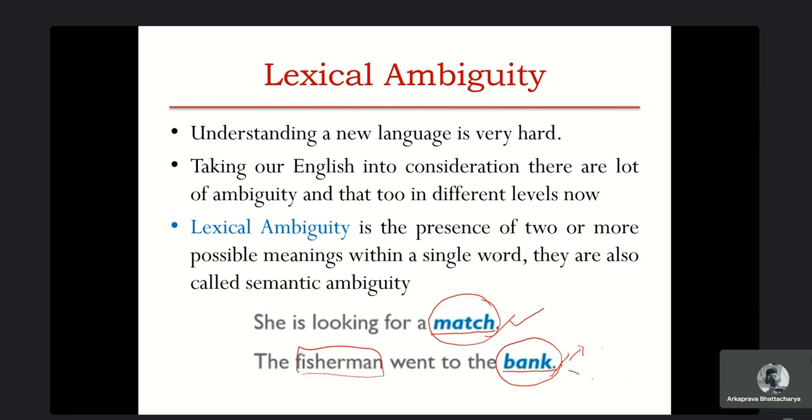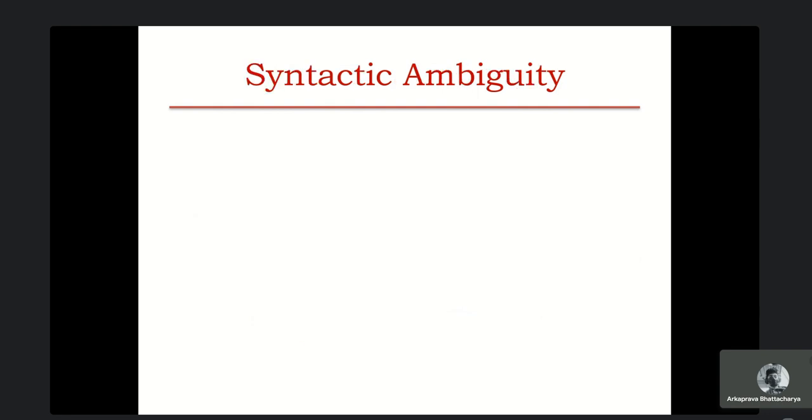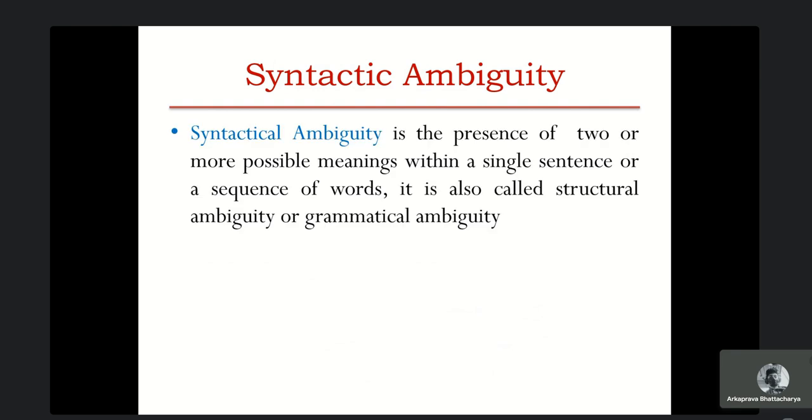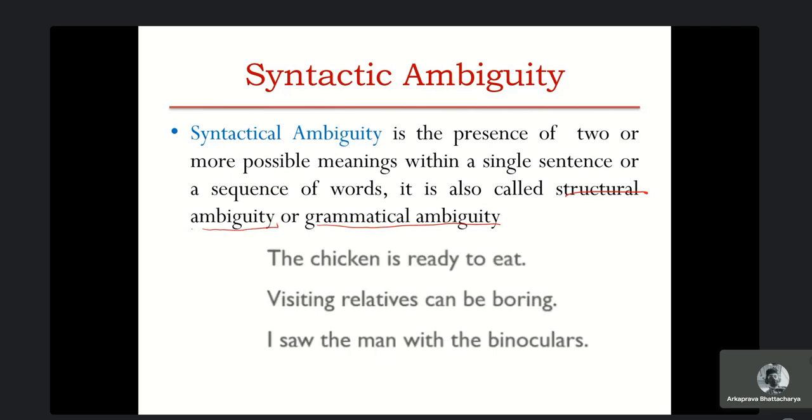I hope you understood. Next is syntactic analysis. Syntactic analysis exists in the presence of two or more possible meanings within a sentence. So a single sentence can be interpreted in more than one form. This is also known as structural ambiguity, or grammatical ambiguity.